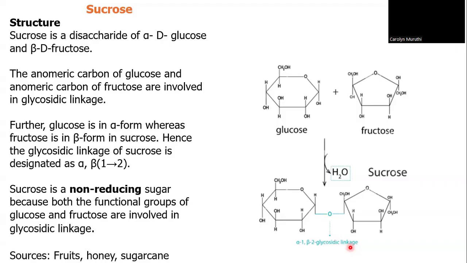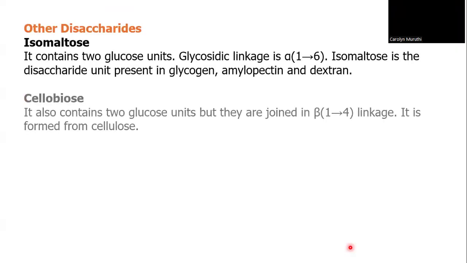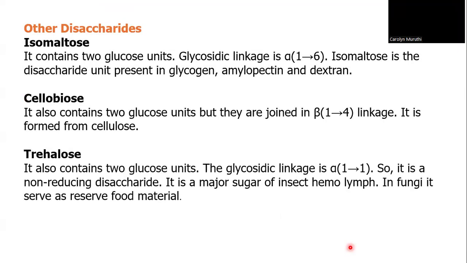So sources of sucrose: fruits, honey, sugarcane, and also remember this is a source of energy. Other disaccharides are also there. We have isomaltose, which contains 2 glucose units, and the glycosidic linkage is alpha 1,6. We also have cellobiose, which contains 2 glucose units, but they are joined in beta 1,4 linkage.